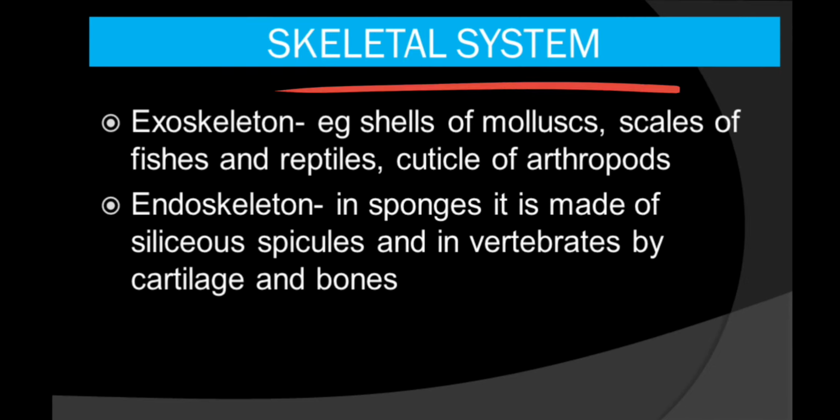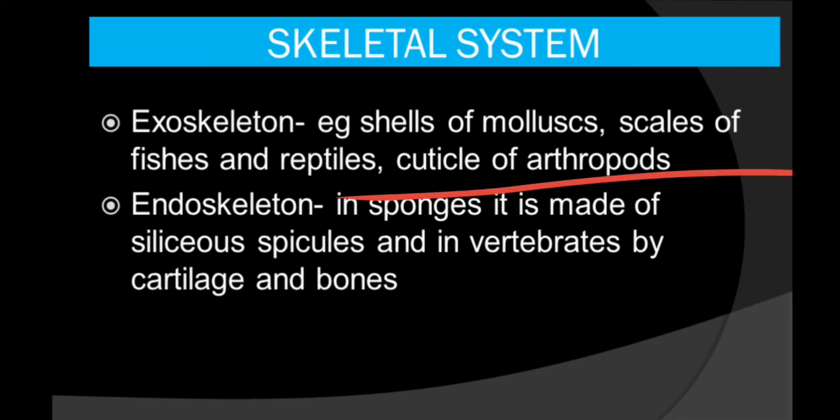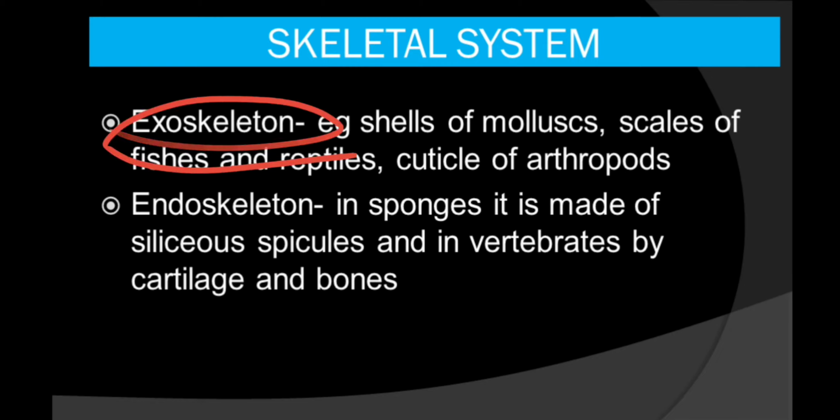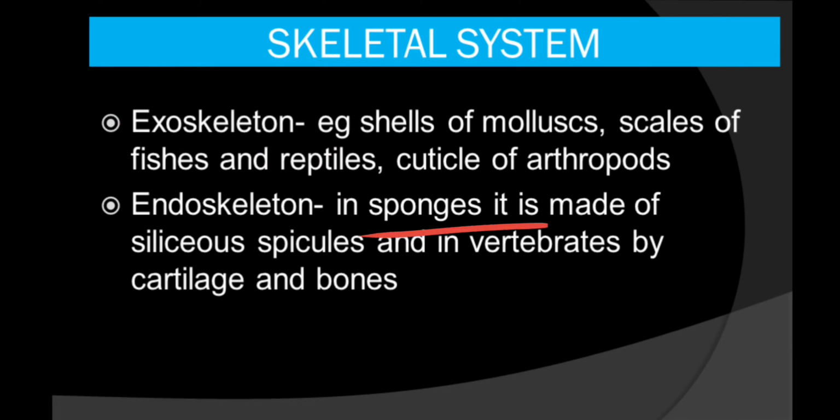Next is the skeletal system. The skeletal system is of 2 types. In some organisms it is exoskeleton, meaning outside the body, and endoskeleton means inside the body. So in mollusks, in fishes, in some reptiles you will see exoskeleton, as well as in the cuticle of arthropods. Whereas in sponges and in vertebrates you will see endoskeleton.